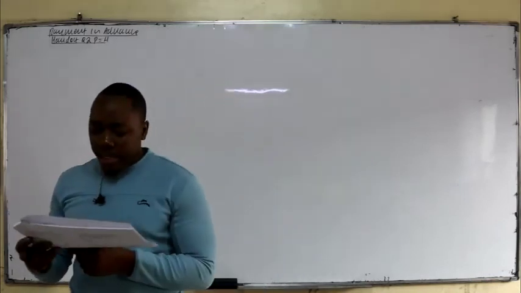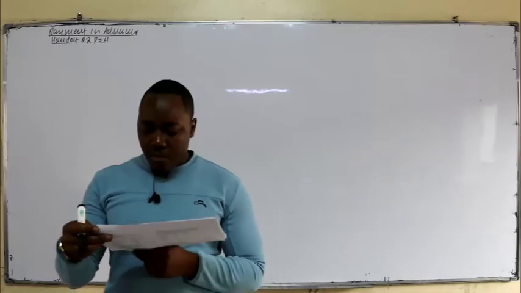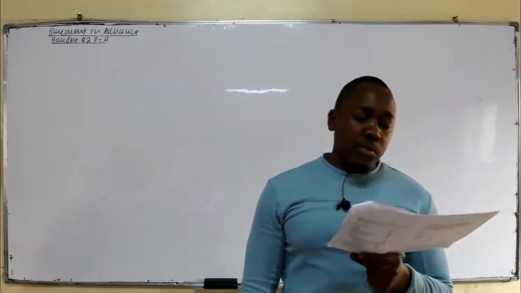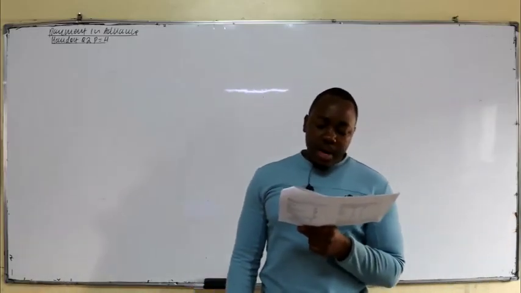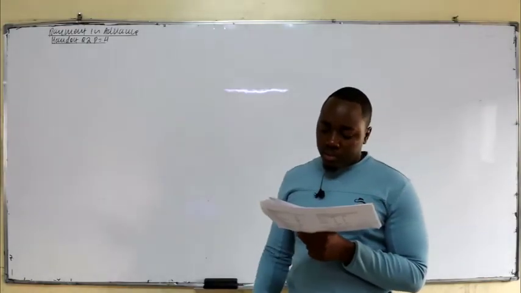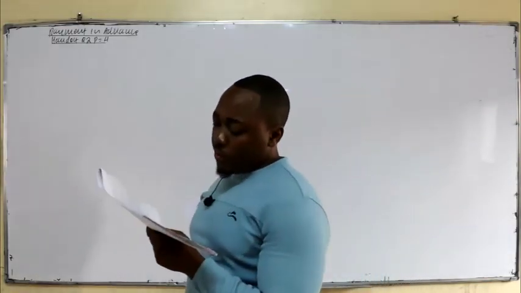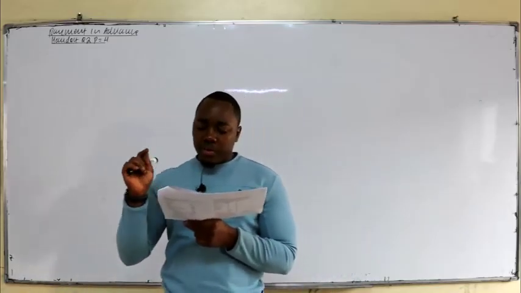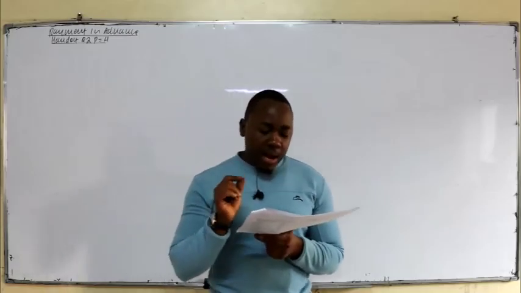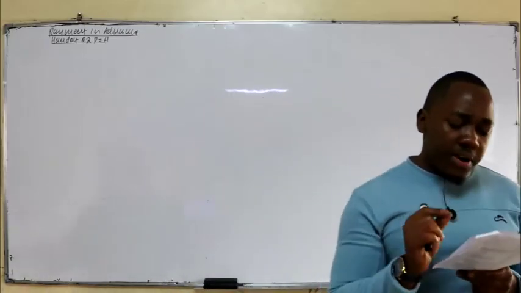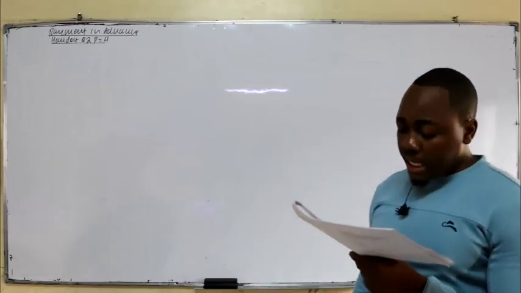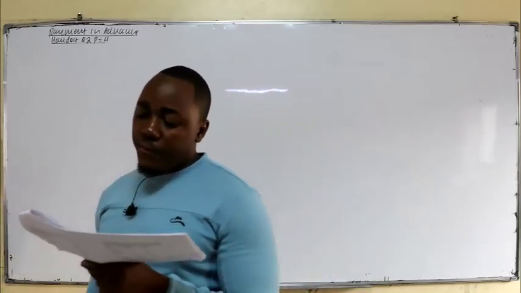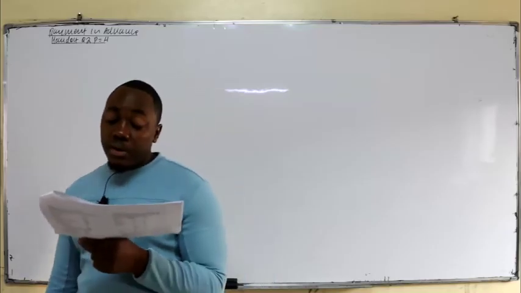A company entered into a 4-year lease commencing on 1st of January 2018 and intended to use the asset for 4 years. The terms are for payments of 50,000 shillings commencing on 1st of January 2018. You see, they entered into the contract on 1st of January 2018.